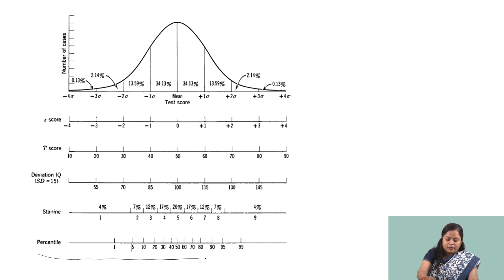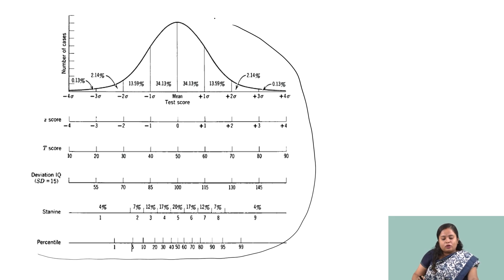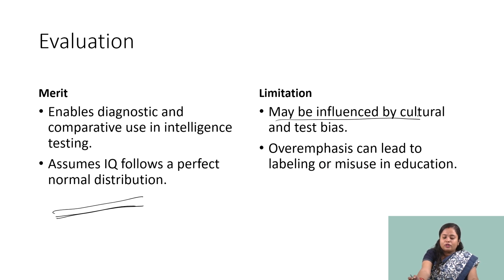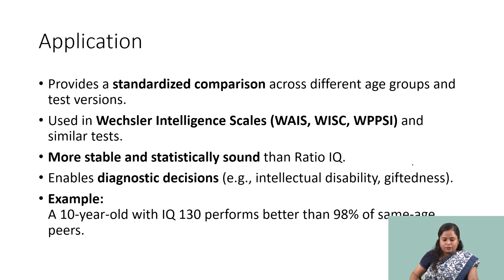It is an overall comparison and overall summary, you may say, for all these standardized scores in correspondence to these Z-scores. We can see here the T-scores, deviation IQ, stanine, percentile, all based on this normal distribution curve. The evaluation of deviation IQ enables diagnostic and comparative use in intelligence testing and assumes that IQ follows a perfect normal distribution. So it is based on the normal probability curve, but it may be influenced by cultural bias, cultural differences and test bias, and overemphasis can lead to labeling or misuse in education.